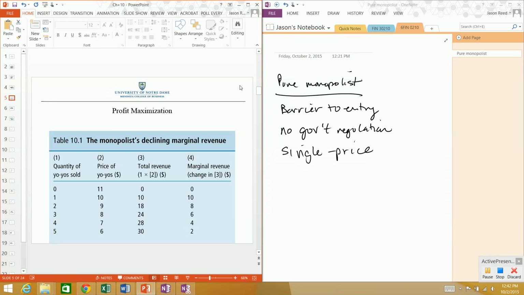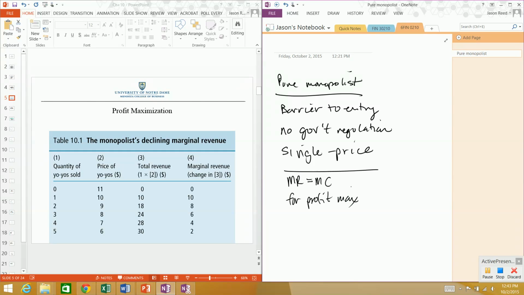Because again, we're going to find out that even for a monopolist, we want to find where marginal revenue is equal to marginal cost. That's very, very important for us. For profit maximization, we need this condition to exist.